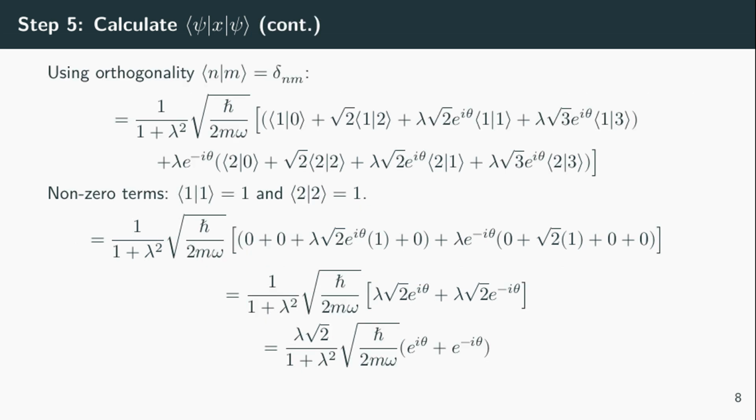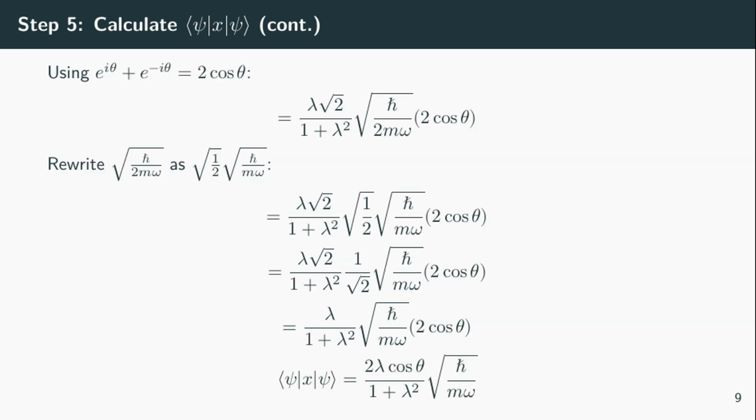Continuing with step 5, we use the crucial property of orthogonality for number states. Bra n ket m is 0 if n is not equal to m and 1 if n equals m. Applying this property term by term, most elements go to 0. We only keep the terms where the bra and ket states match. Putting together the surviving non-zero terms, we arrive at this expression. Finally, we factor out the common term lambda square root of 2 from the terms in the bracket.